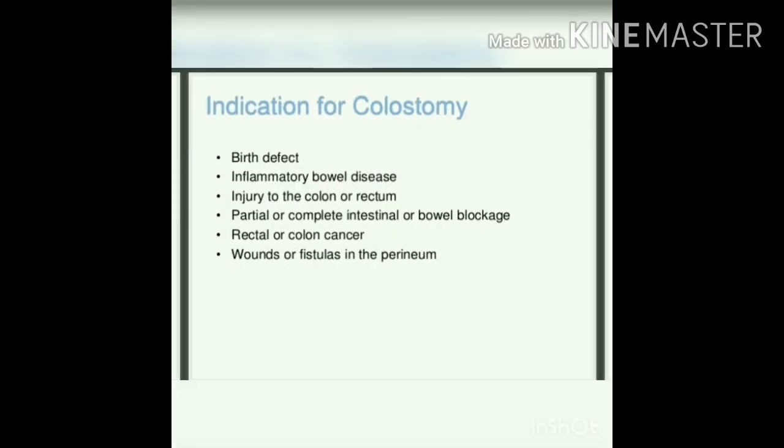Now the indications for the colostomy are: birth defect. It includes Hirschsprung's disease. In this, it involves the missing of nerve cells in the muscle of a part or all of the large intestine. Next, inflammatory bowel disease, injury to the colon or rectum, partial or complete intestine or bowel blockage, rectal or colon cancer. In this, we used to do the permanent colostomy. We will discuss later about this. Wounds or fistula in the perineum.